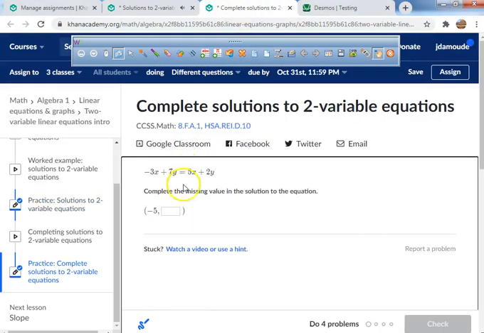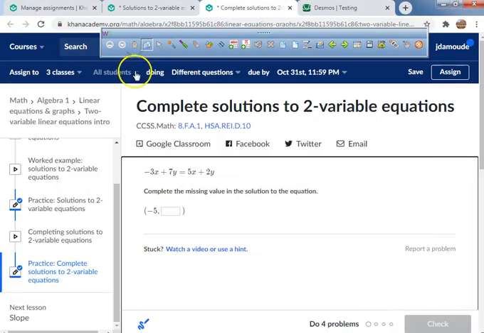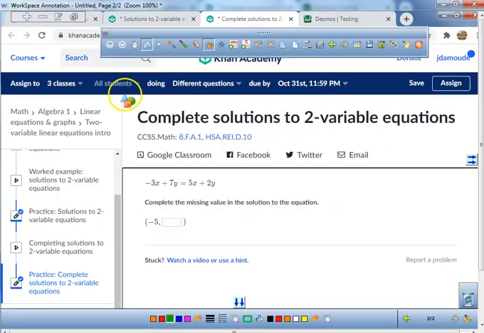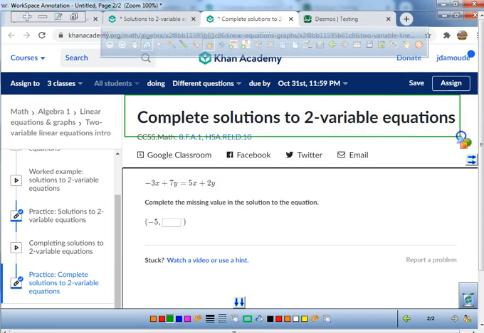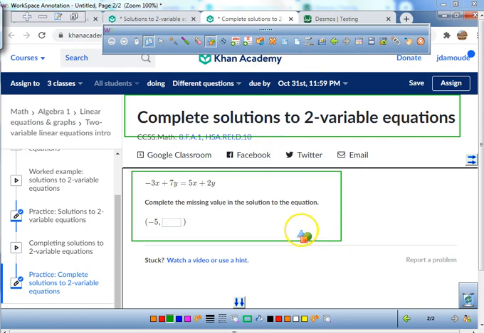Today, what I'd like you guys to do is write this one down. I need you to title this in your journal right here. Title it Complete Solutions to Two Variable Equations. And then write this down right there, everything as it appears. All right, so my students have finally finished writing things down because they're super good like that.